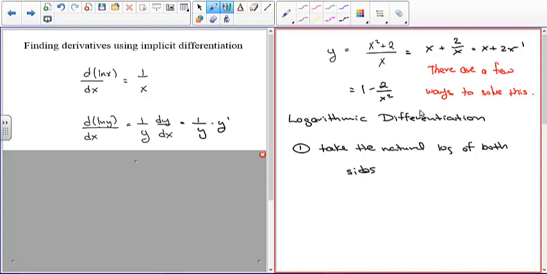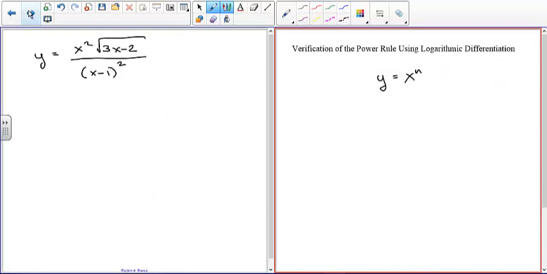When you get to more complicated quotients, let me just go ahead and show you one that's more difficult. So like this expression: y equals x squared times the square root of 3x minus 2 over x minus 1 squared. This one you have to use the product rule and the quotient rule and the chain rule and all kinds of stuff, and it would be very difficult to do it the other ways. But using logarithmic differentiation, this ends up being a lot easier.